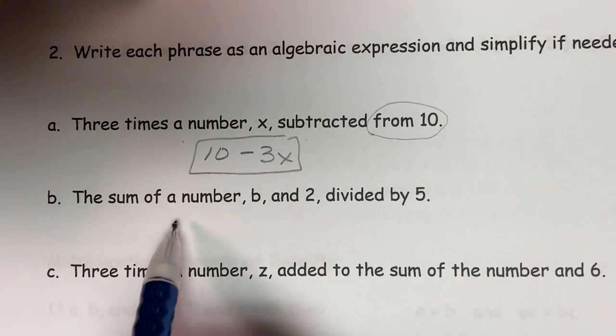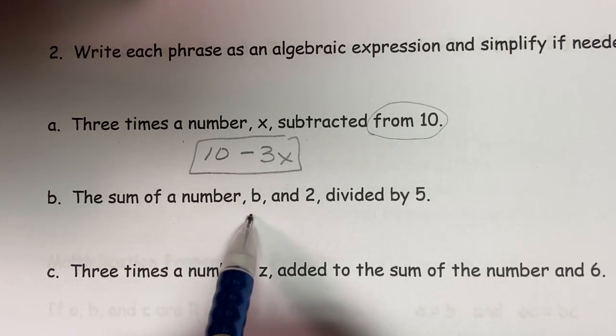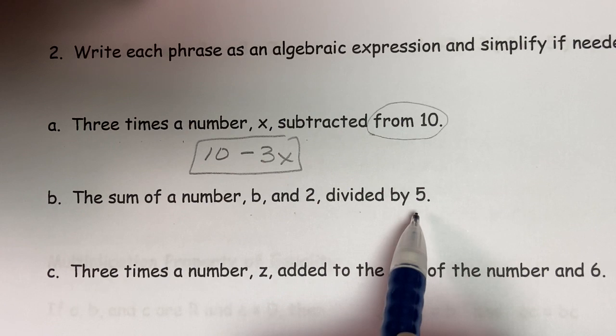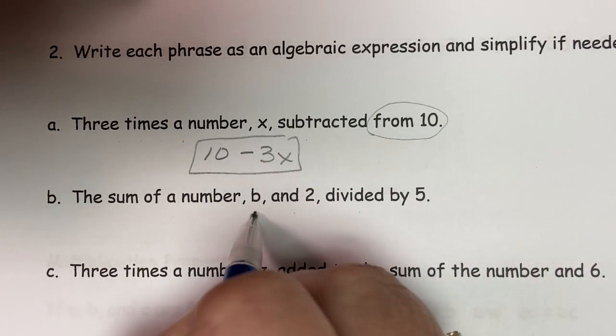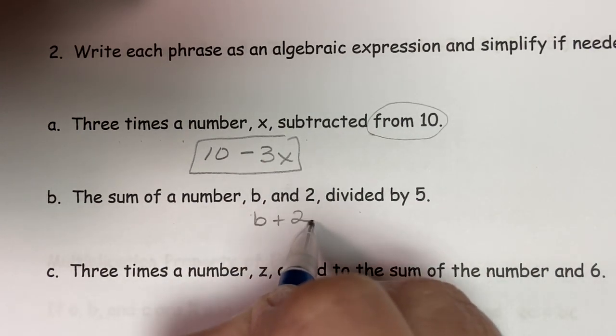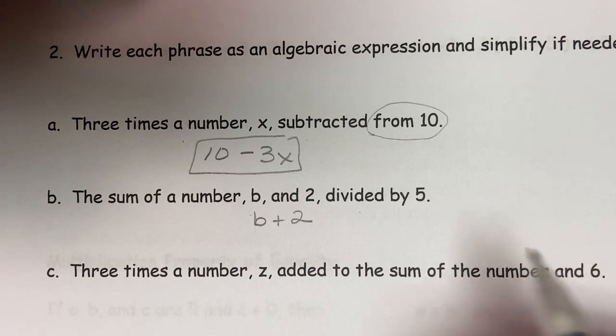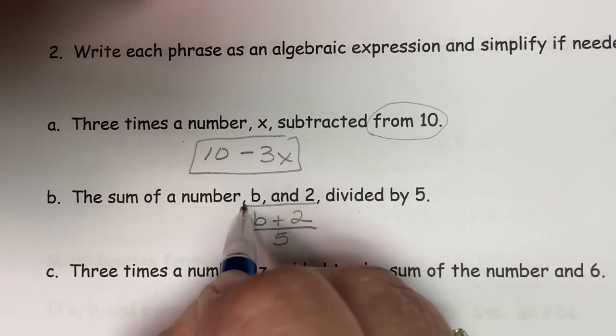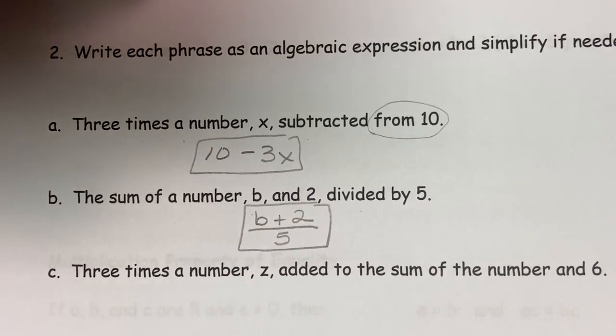If we do b, the sum of a number b and 2, and what are we going to do with that sum? It says we're going to divide it by 5. So the sum of b and 2 would be b plus 2, and we're taking that sum and dividing it by 5. So that's what that's going to look like.